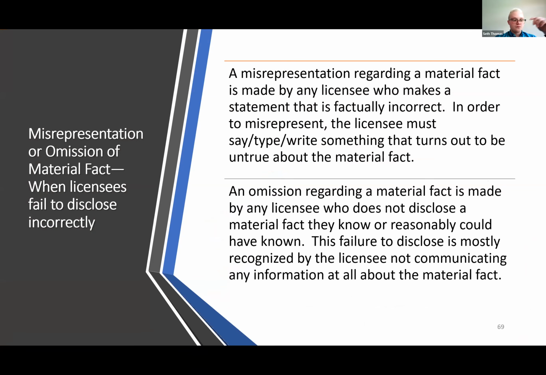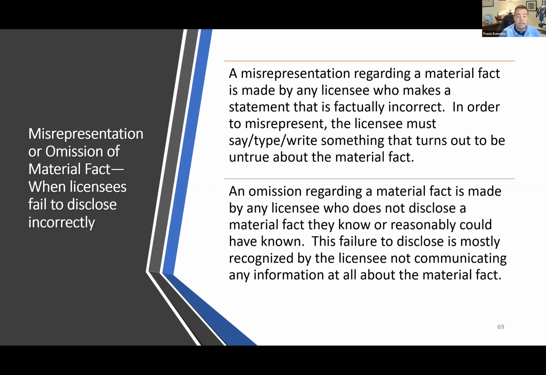What violation is someone guilty of if they have incorrectly disclosed material facts? Because there's actually two categories that we can place that violation into. We can place a bad job of disclosing material facts as either one of two things. One happens when the licensee in question gives bad information. I'm going to say that again. If the licensee gives bad information, they are guilty of a misrepresentation of material fact.